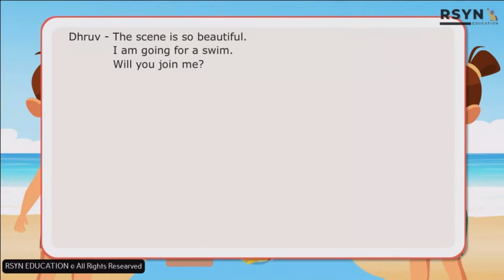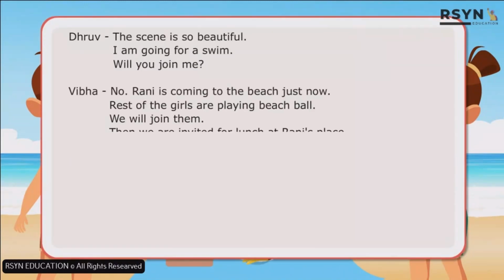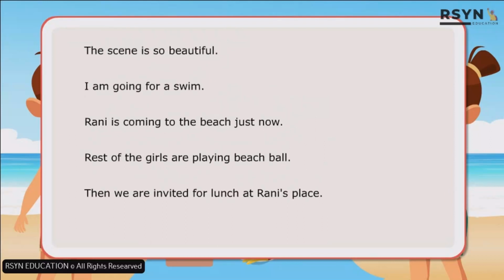In the dialogues, the girl and boy have used is, am, and are to describe something with ing verb to form present continuous tense and with the past participle to show passive. Here are examples of sentences with is, am, and are. The scene is so beautiful. I'm going for a swim. Rani is coming to the beach just now.